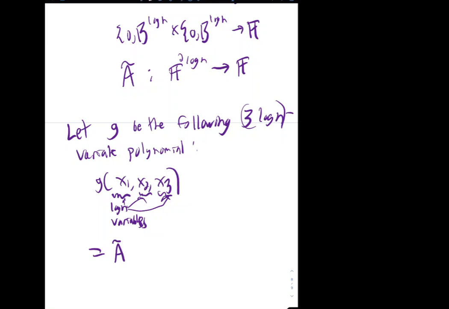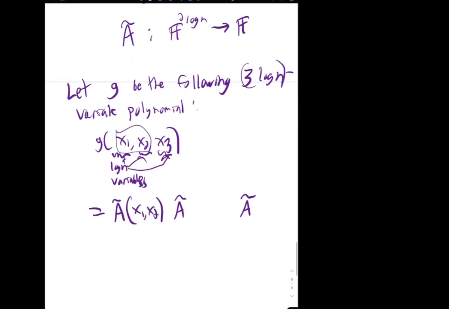So we're going to multiply 3 copies of a twiddle together. The first one we're going to feed in x1 comma x2. Remember, a twiddle is a 2 log n variate polynomial, right? So x1 and x2 each has log n variables, so together they have 2 log n variables, which is exactly the right number to feed into a twiddle. We're going to multiply that by x2 x3 and multiply that by x1 x3.